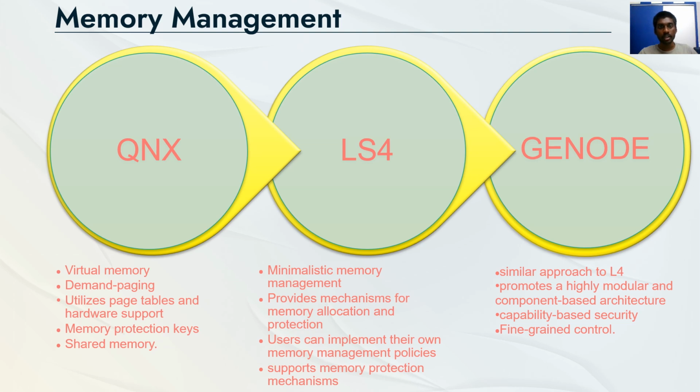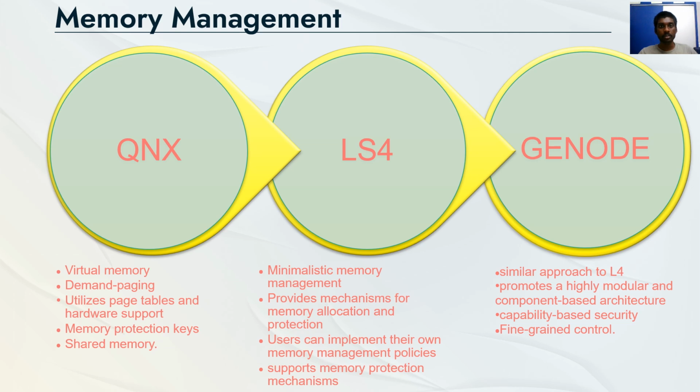In contrast, the L4 microkernel takes a minimalistic approach to memory management. It focuses on providing basic mechanisms for memory allocation and protection, allowing user-level servers to implement their own memory management policies. L4 supports memory protection mechanisms, enabling user-level servers to control access rights to memory regions and enforcing isolation between processes. This flexibility allows for customization and adaptability based on specific application requirements.